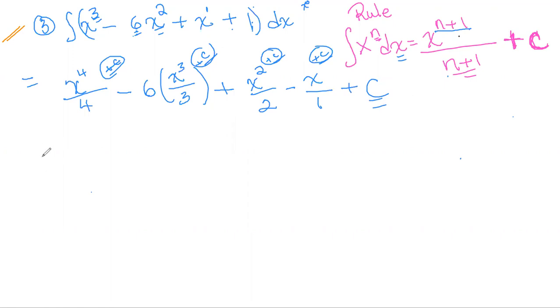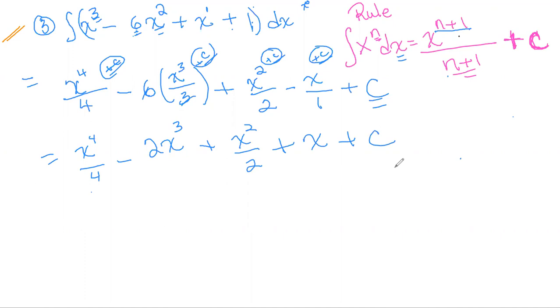So let's go ahead and clean it up. So that's x to the fourth over 4, minus 6x to the third over 3, which is 2x to the third, right? Because 3 goes into 6 2 times, plus x squared over 2, plus x, plus c. And that's your answer.